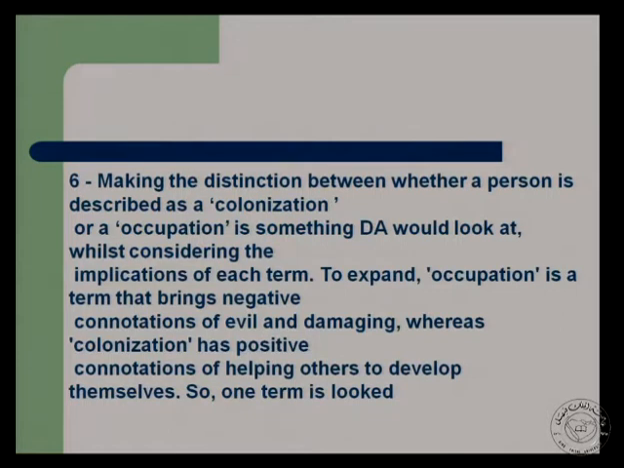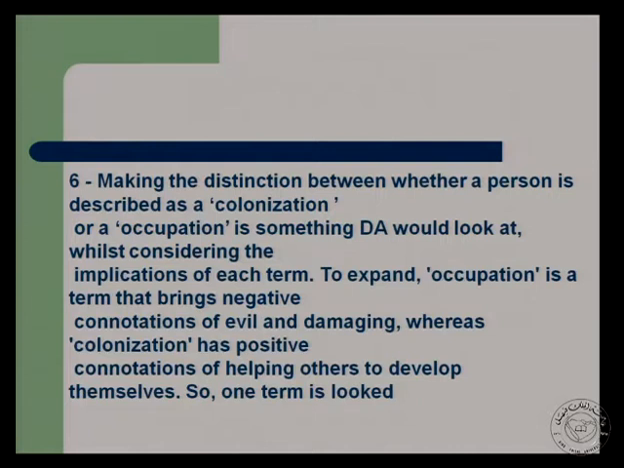So, making the distinction between whether a person is described as a colonizer or occupation is something DA would look at, considering the implications of each term. The implications mean what? Colonization has some implications. Occupation has other implications. So I would take into consideration all of these words, making the distinction between whether a person is described as a colonizer or as the one who is occupied instead of colonized, which is something DA would look at.